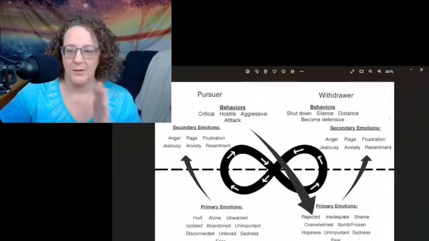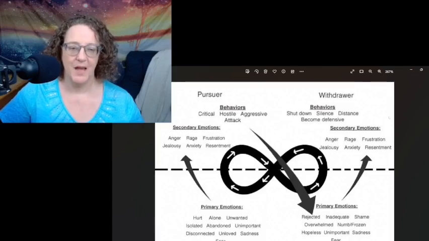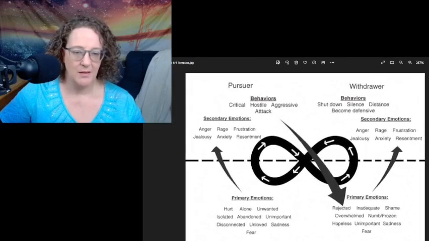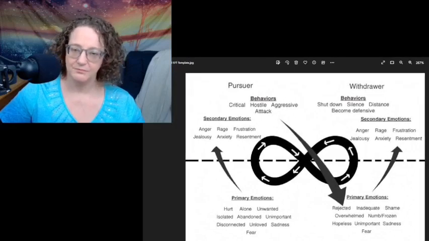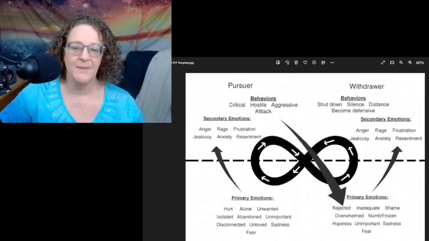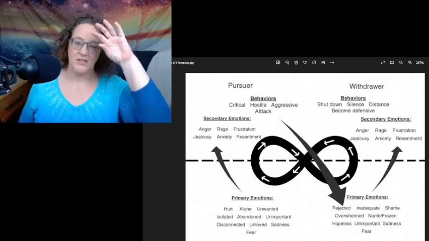And there's no value statement about what's better in terms of pursuer or withdrawer. I am mostly a withdrawer in my interactions, and there's no judgment about that. It's just how I operate, how I've learned to operate, right? Okay, so we can see at the top we've got pursuer, withdrawer, and then that's just labeling it.